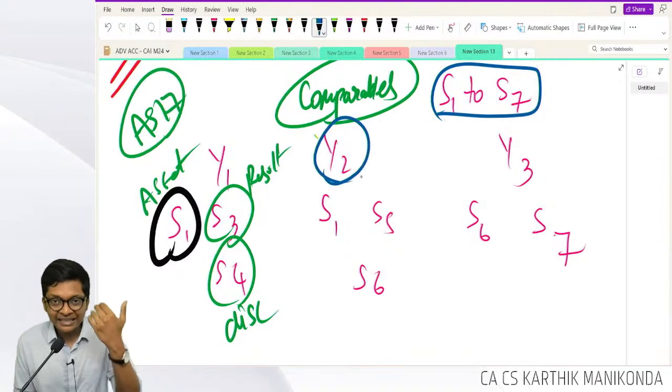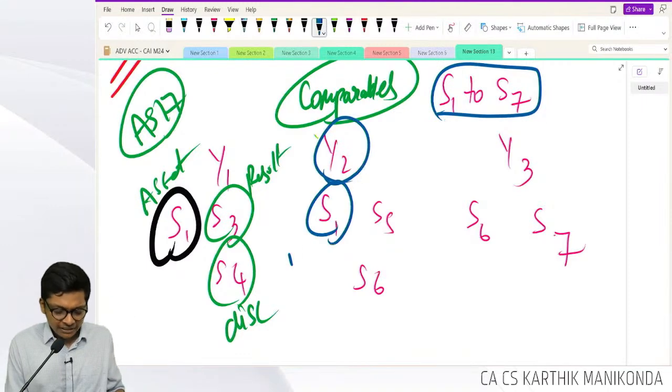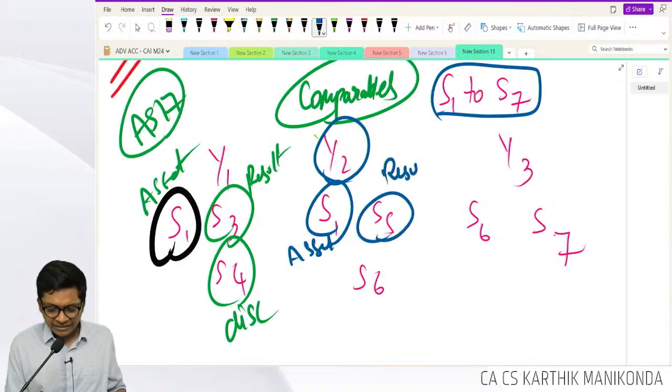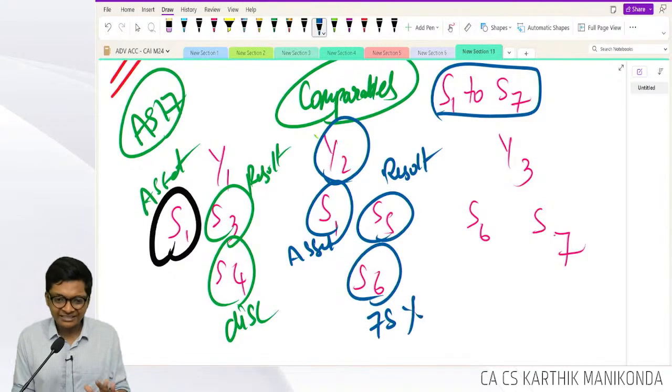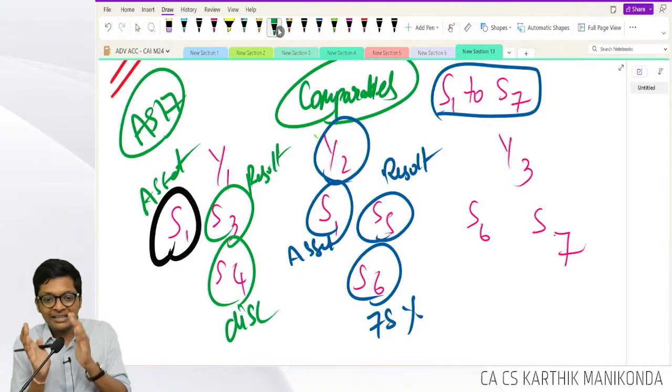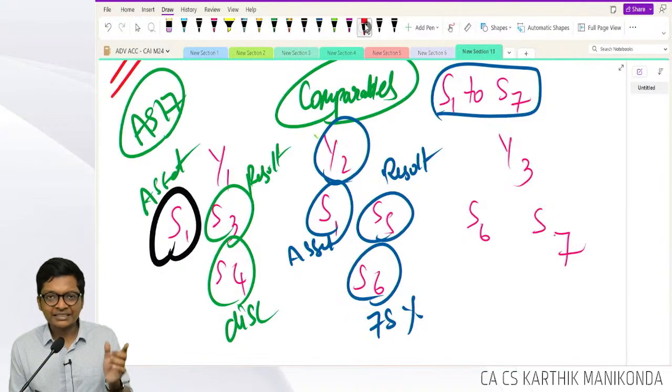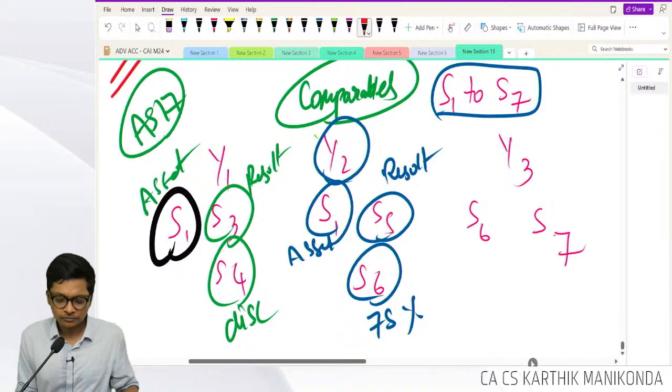Year 2, again I applied the test. Segment 1 again passed the asset test. Segment 5 passed the result test. Segment 6 passed the 75% test. These are the tests which passed in that year. But we prepare the current year and the previous year. So in this case, what will be my previous year?